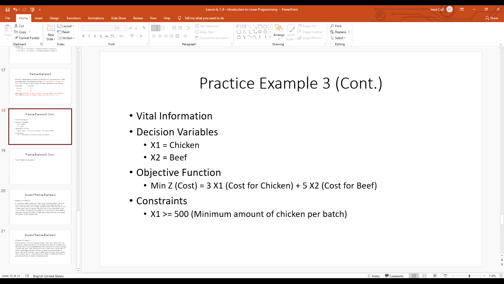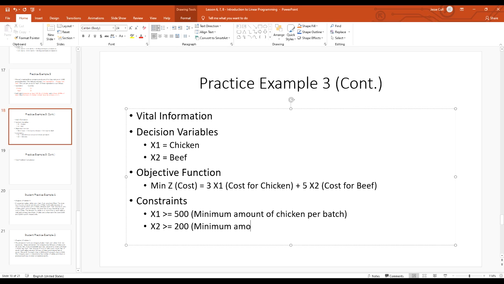So second constraint, x2 is greater than or equal to 200. And that is the minimum amount of beef per batch.